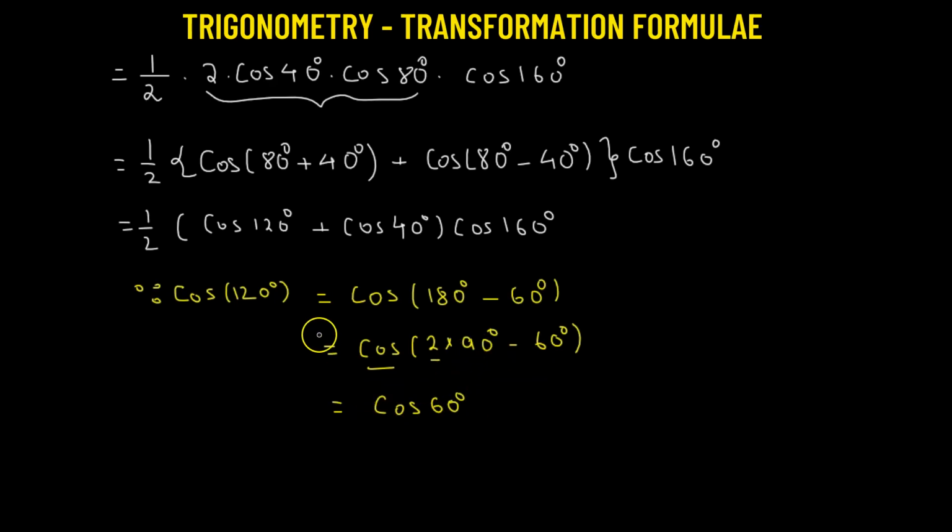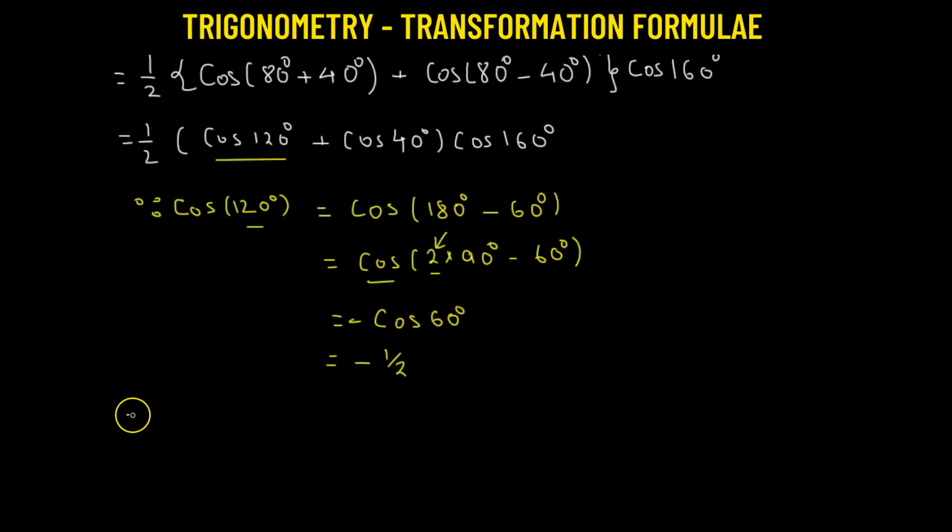To find out the sign, we'll have to find out in which quadrant 120 degrees lies. Here 2 times 90 degrees tells us that we are in the second quadrant, as indicated by this number 2. But we are also subtracting 60 degrees from it, but 60 degrees is an acute angle, so therefore it's still going to lie in the second quadrant. Now in the second quadrant, only sine and cosecant are positive, everything else is negative. So we get negative cosine 60 degrees, and cosine 60 is a standard value of half, so we get negative half, meaning cosine of 120 degrees has a value of negative half. So we're going to replace this cosine 120 degrees with negative half.